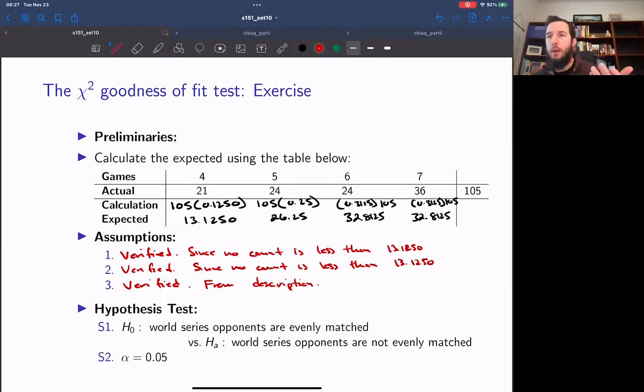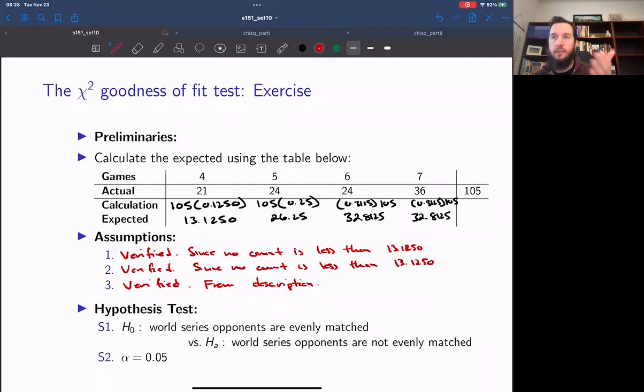Okay, so our null hypothesis is that the data follow the pre-established distribution. The alternative is that the data do not follow the pre-established distribution. There's a lot of ways that we can phrase this. We could just say, for example, the null hypothesis is that 12.5% of World Series should be 4 games, 25% should be 5 games, 31.25% should be 6 games, and 31.25% should be 7 games. That is a perfectly valid explanation. We can also write, for example, World Series are evenly matched, because we are told if the games occur in this distribution, this is considered evenly matched World Series.